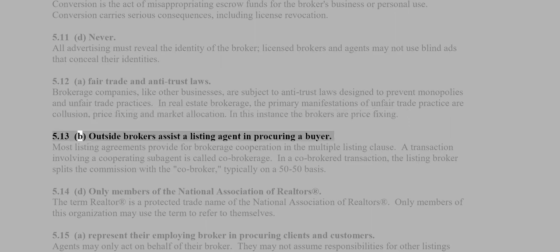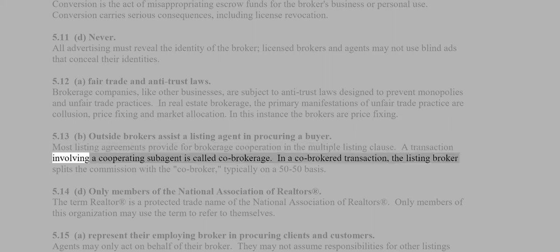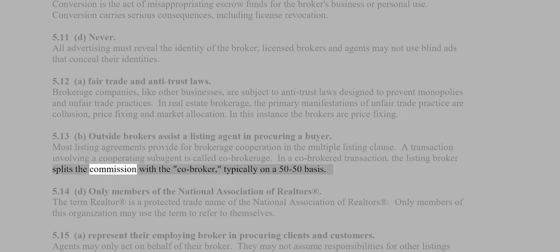5.13 b. Outside brokers assist a listing agent in procuring a buyer. Most listing agreements provide for brokerage cooperation in the multiple listing clause. A transaction involving a cooperating subagent is called co-brokerage. In a co-brokered transaction, the listing broker splits the commission with the co-broker, typically on a 50-50 basis.